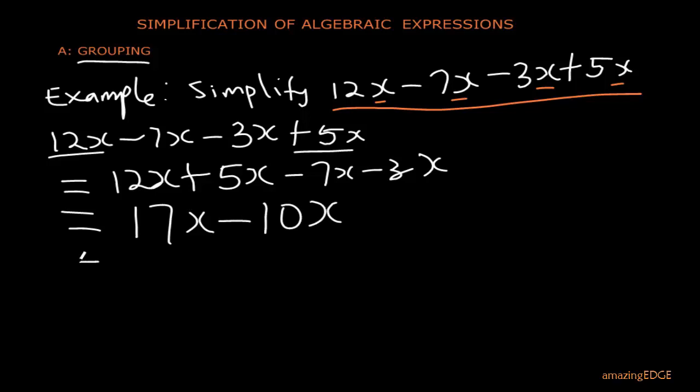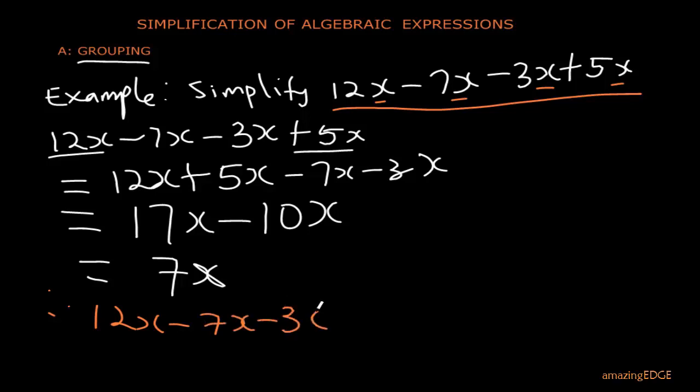And what do we have? We now have 17x minus 10x. This will now give us 7x. Okay. Therefore, now we can say that 12x minus 7x minus 3x plus 5x is now equal to 7x.